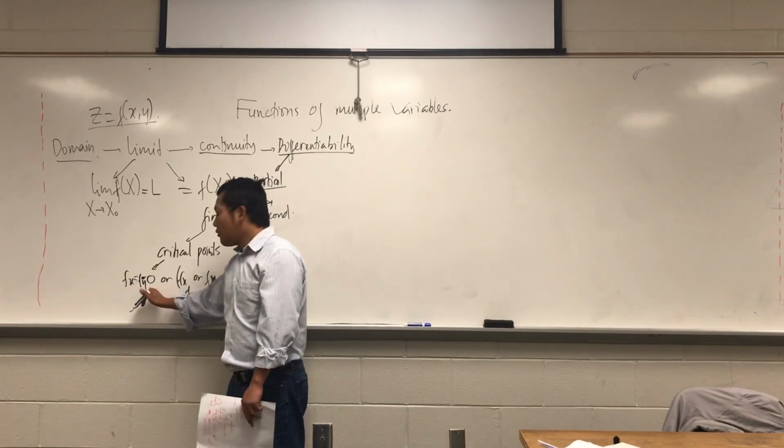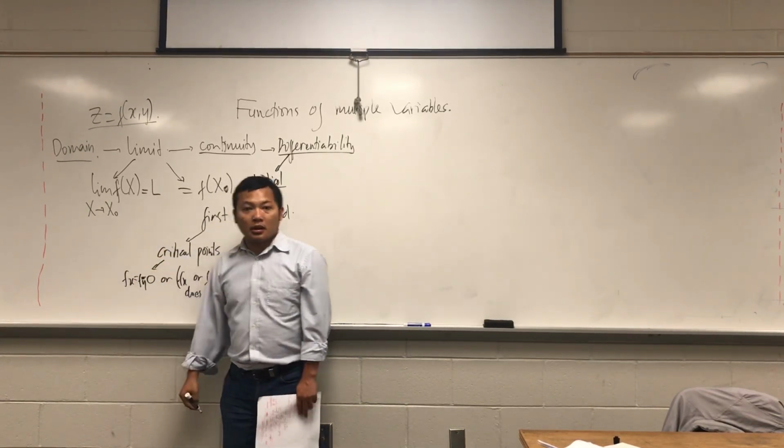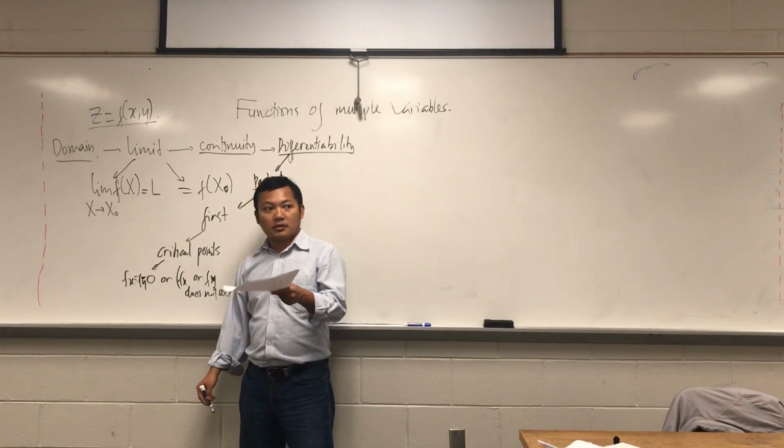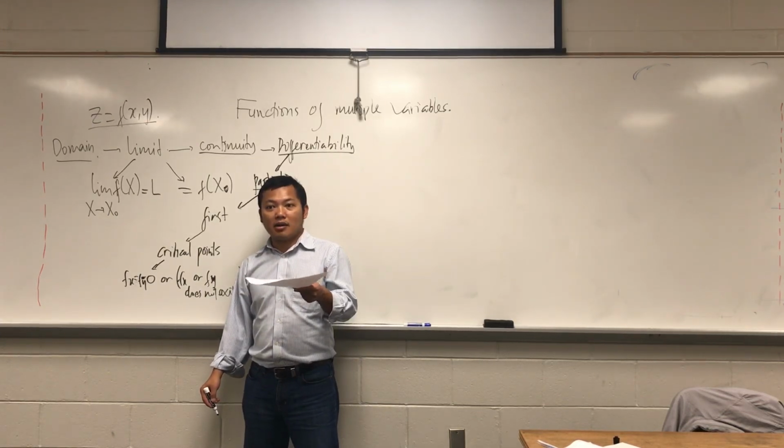If fx equals fy equals 0, it means the slopes in the x and y directions are 0. What does it mean?